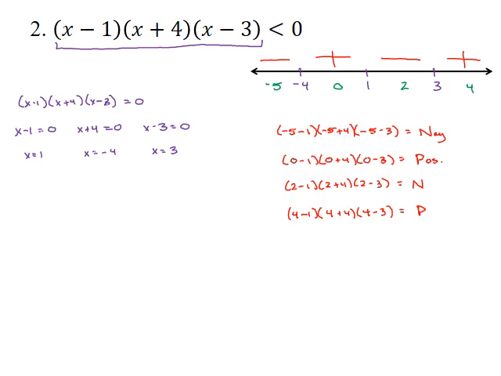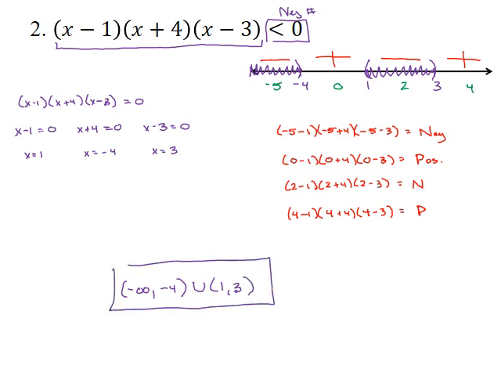The original inequality in the problem says less than 0. And what does it mean to be less than 0? That means you are a negative number. So you only care about the negative intervals up here. That would be this first one and the third one. Since there's not an equal sign, all of these numbers have to get parentheses in this case. And if you were to write that in interval notation, it would be from negative infinity to negative 4, union from 1 to 3. That is the solution to this polynomial inequality.